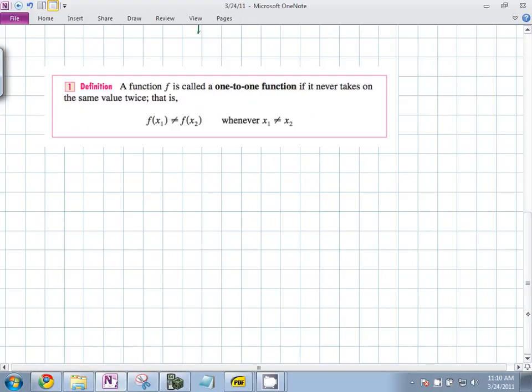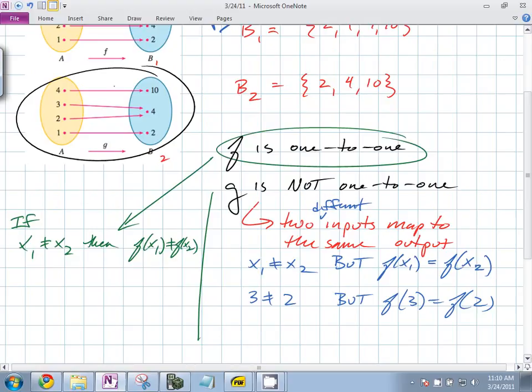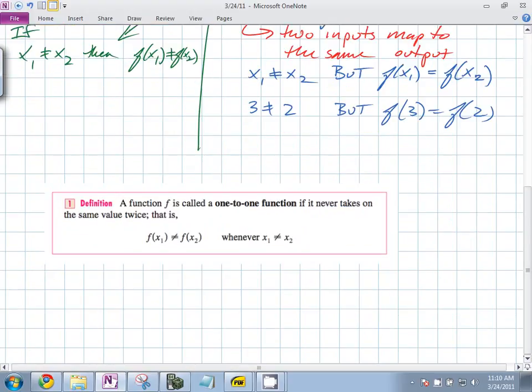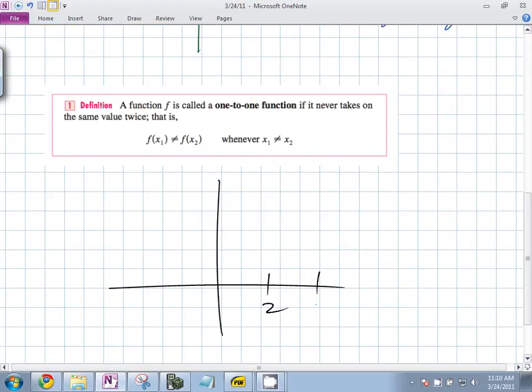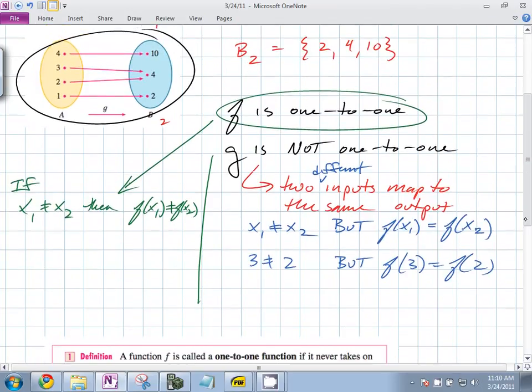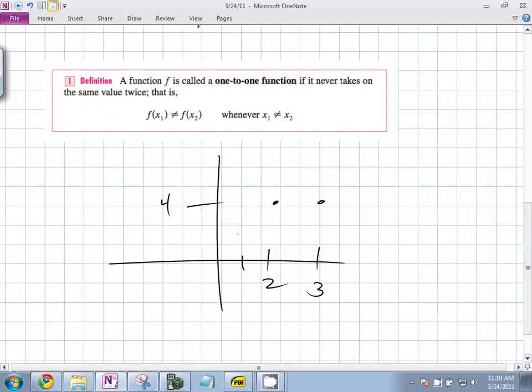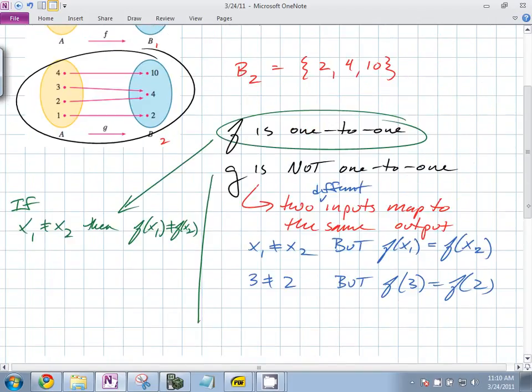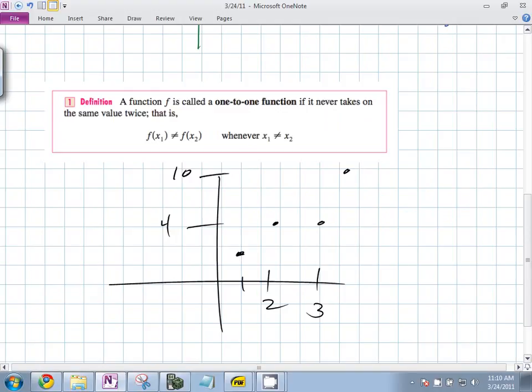This function right here, if you graph this function right here, 2 and 3 both map to 4, right? So when you're at 2 and 3, they both map to 4. And what were the other 2 points? We had 1 to 2. And what was the other one? 4 to what? 10. So there's the function right there. What could happen in between all those points? If you had to connect those dots, what could you do between the points? Straight line, sine wave, anything you want.